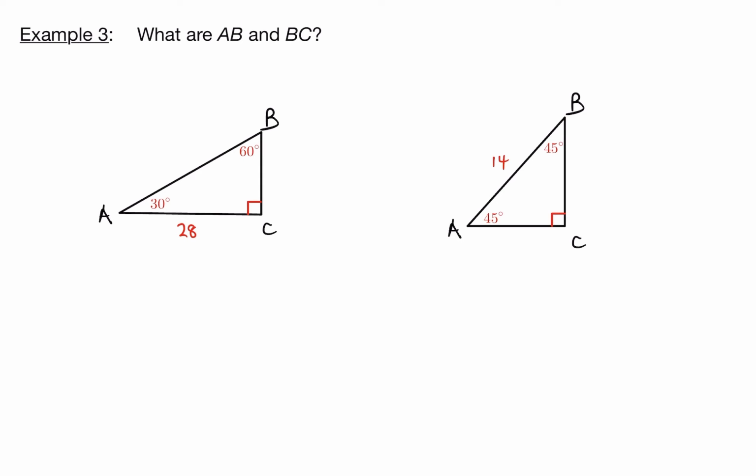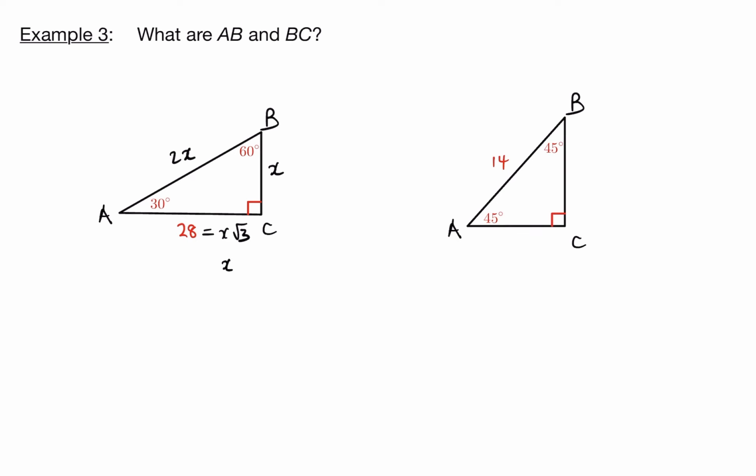We know that opposite the 60 is 28. Let me write this down. This should be equal to x square root of 3. And we know that this is x, and this is going to be 2x. We need to figure out the length of this. So first what we're going to do is solve for x.